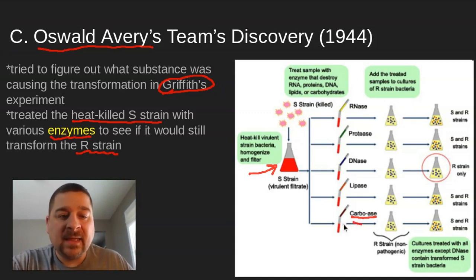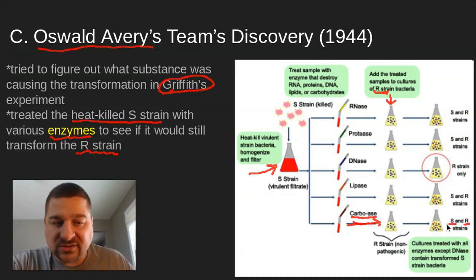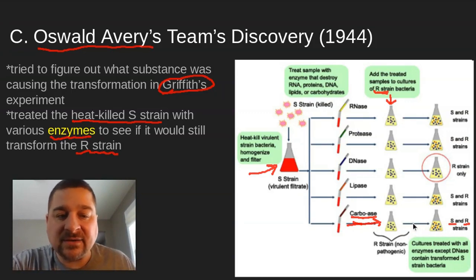they treated the solution with enzymes that would destroy the sugars. And if you look at what happened, after they added the enzyme to the S strain filtrate and then added it to the R strain beaker right here, then when they looked at it later, it had S and R strains. So it was not the sugars that were causing the S strain.